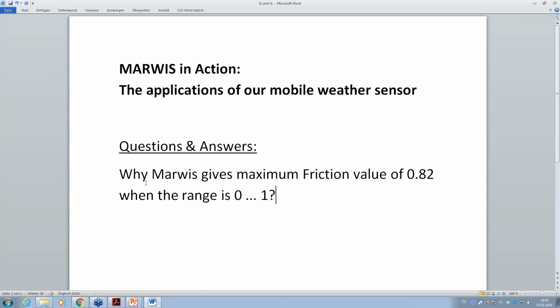Next question. MARWIS gives a maximum friction value of 0.82 when the range is between 0 and 1. That is a correct and reasonable question. So in the real world, so far we heard that the perfect condition is 0.82, that is not 1. However, other people told us that in some cases it's even 1.1. So we will bring that into our innovation management. And I fully agree with that question.